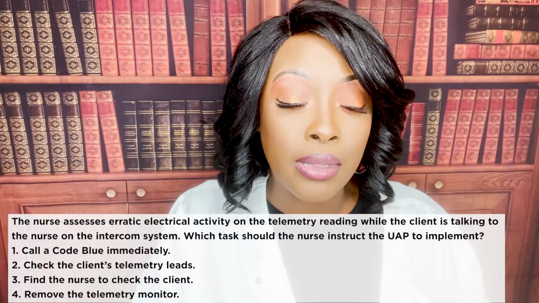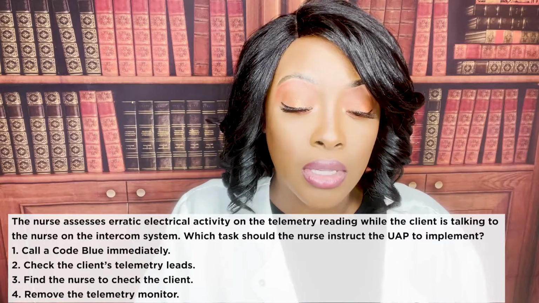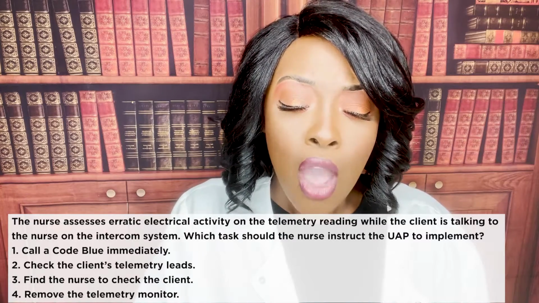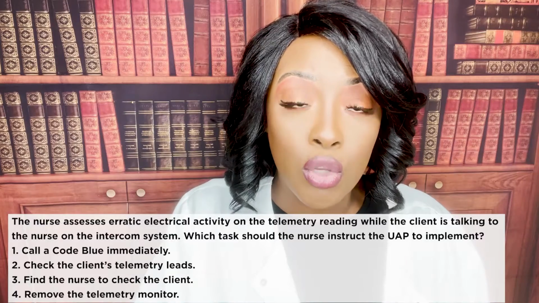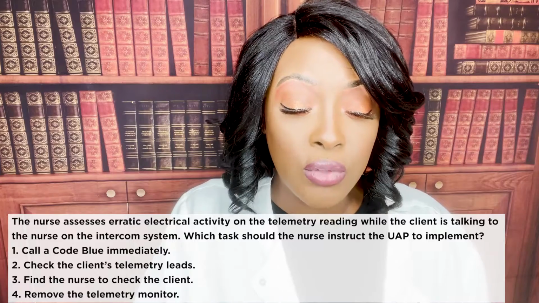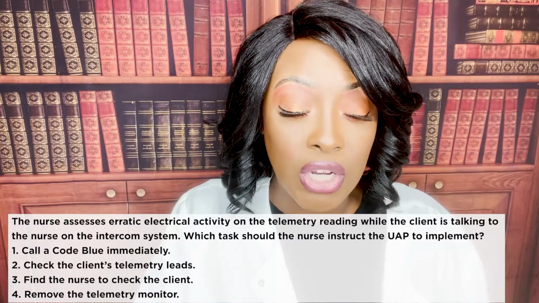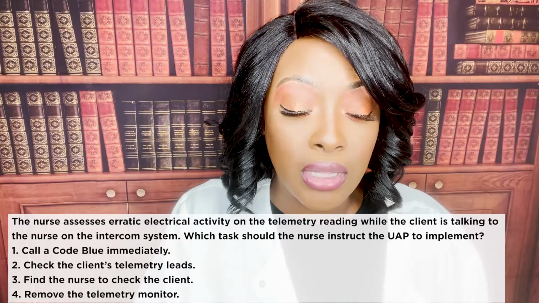The nurse assesses erratic electrical activity on the tele reading while the client is talking to the nurse on the intercom system. Which task should the nurse instruct the UAP to implement? 1, call a code blue immediately. 2, check the client's telemetry leads. 3, find a nurse to check the client. Or 4, remove the tele monitor.